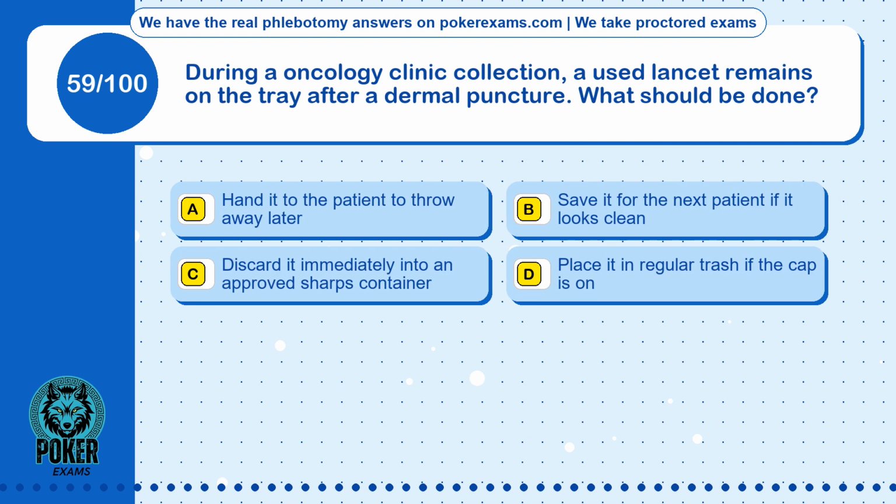Question 59. During an oncology clinic collection, a used lancet remains on the tray after a dermal puncture. What should be done? Option A. Hand it to the patient to throw away later. Option B. Save it for the next patient if it looks clean. Option C. Discard it immediately into an approved sharps container. Option D. Place it in regular trash if the cap is on.